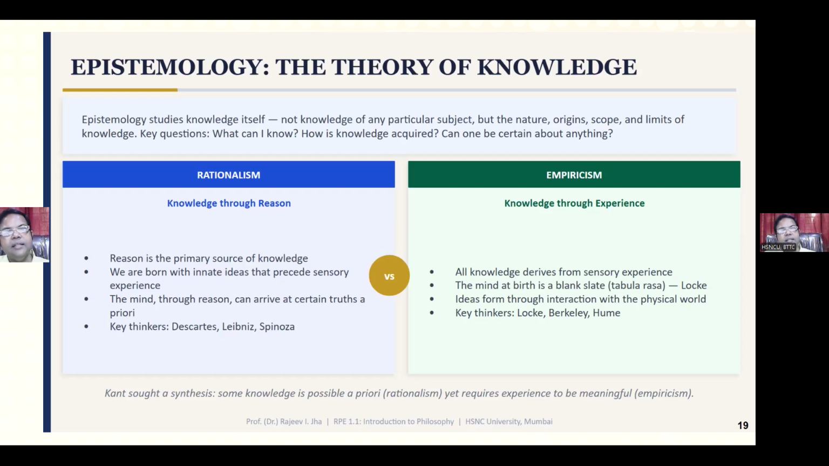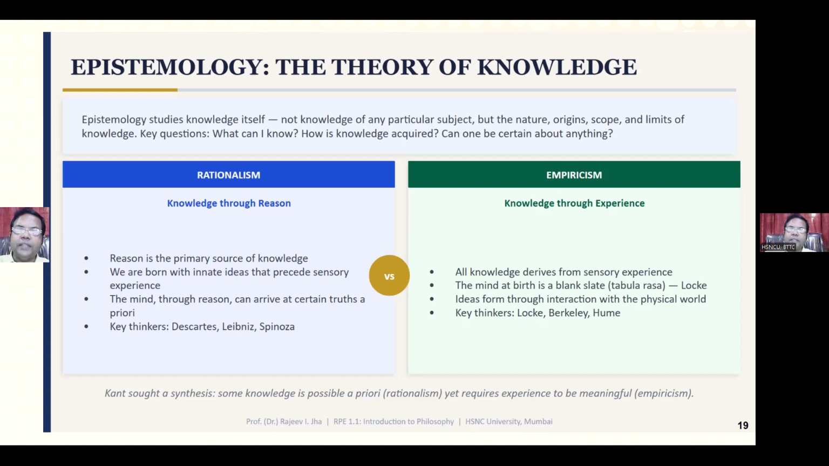Kant attempted a synthesis. Some knowledge is possible prior to experience. That is rationalism. Yet, experience is required to give it content. That is empiricism. This Kantian synthesis is the implicit epistemological foundation of most mixed methods research. Mixed methods research is the one where we mix quantitative as well as qualitative approaches.